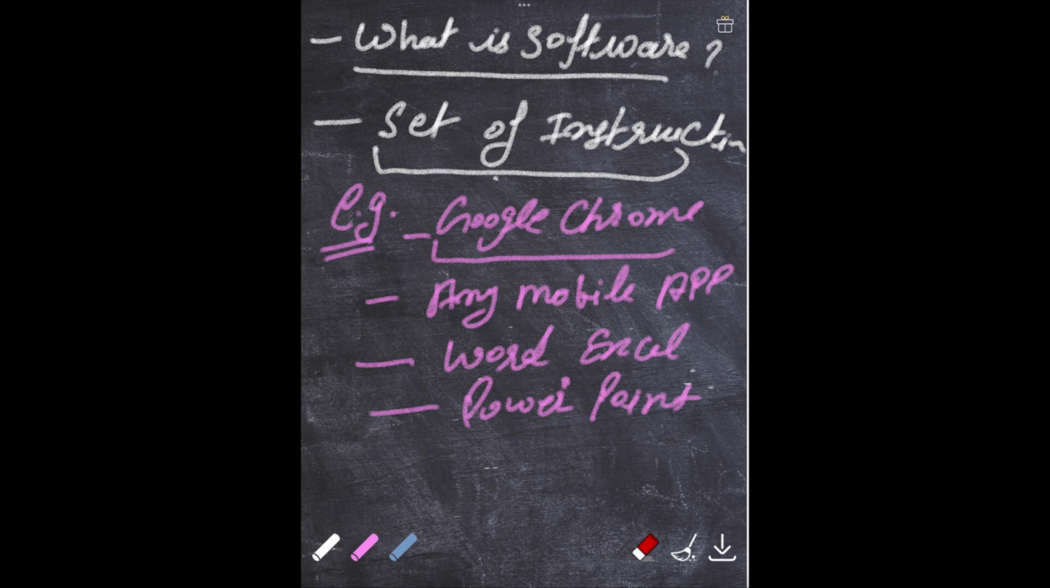Software is basically a set of instructions or commands that tell a computer what to do. In other words, software is a computer program that provides a set of instructions to execute user commands and tells the computer what to do.